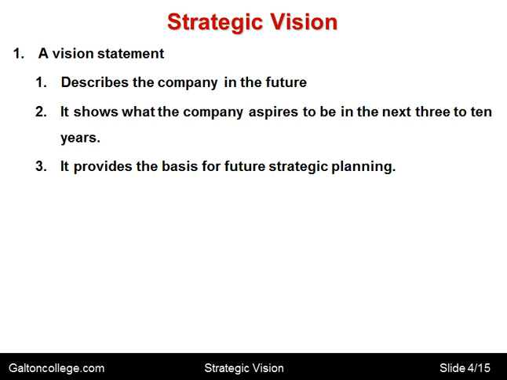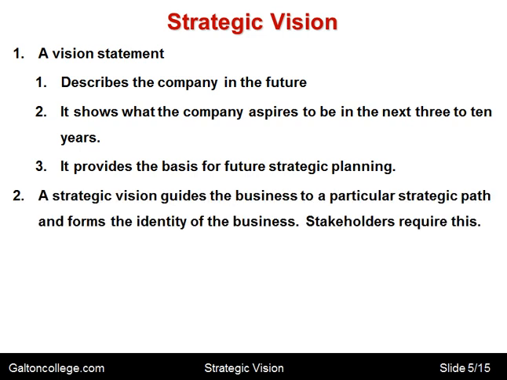So the vision is what the management consider to be possible for the business in the next, let's say, 3 to 5 years. It's the vision of where the business will be. A strategic vision guides the business to a particular strategic path and forms the identity of the business. Now, stakeholders require this. Stakeholders need to know where the business is going. They need to know what's the target, where's the business aiming, where's it going in the next 5 years.